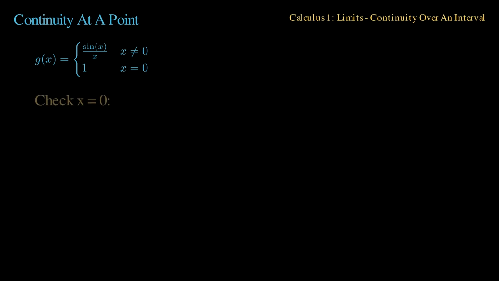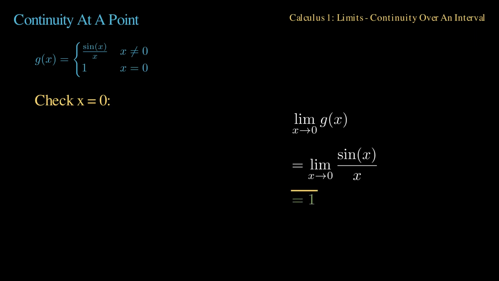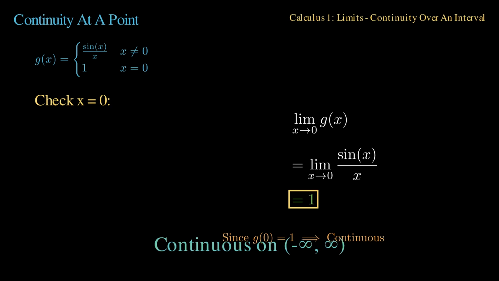The limit as x approaches 0 is limit as x approaches 0 of g of x. This equals limit as x approaches 0 of sine of x over x. From the standard limit, we know this equals 1. Since g of 0 equals 1, we have a match. Thus, g of x is continuous on the entire real line.